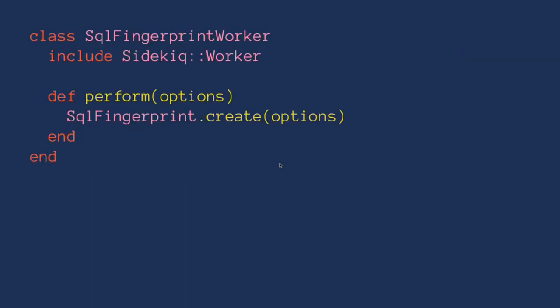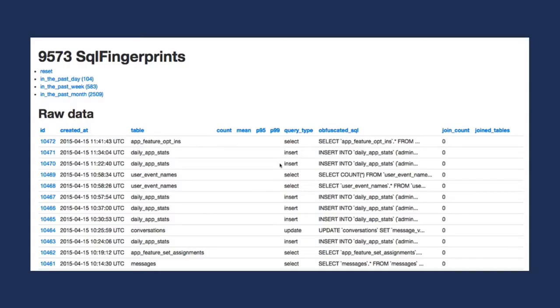So this is the worker which fires when we encounter new queries. It creates an instance of an Active Record model called SQL Fingerprint. So we're now saving this new query into our database. It felt kind of odd and maybe risky to store a list of database queries in the database. Certainly doing this inline would be a recipe for disaster, but the queuing technique works well. And it's totally worth it. Storing this in the database is incredibly useful.